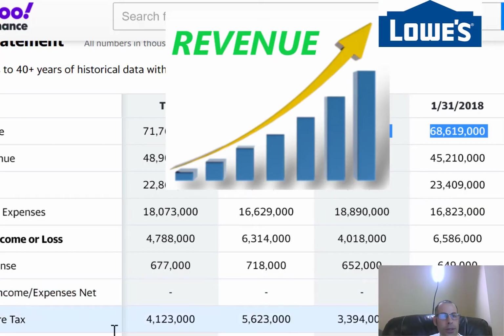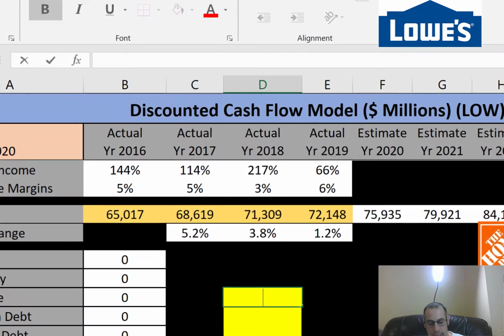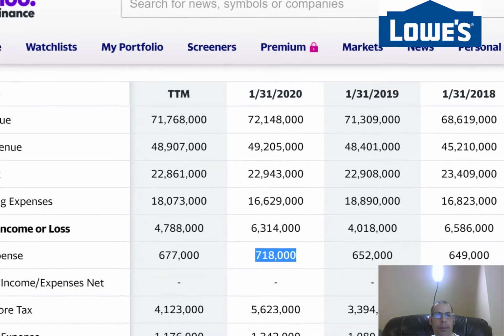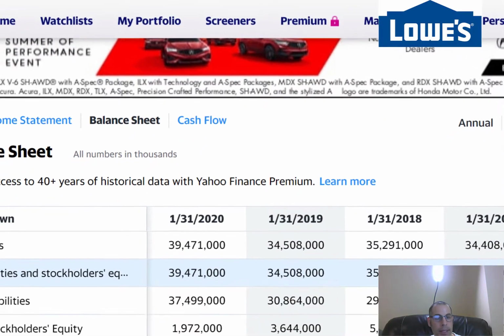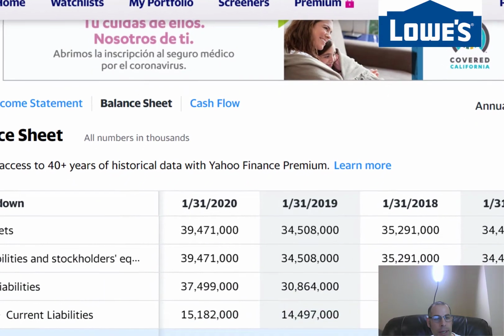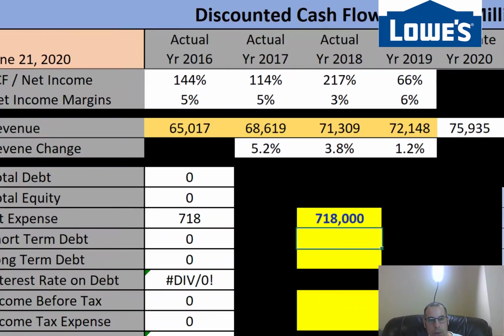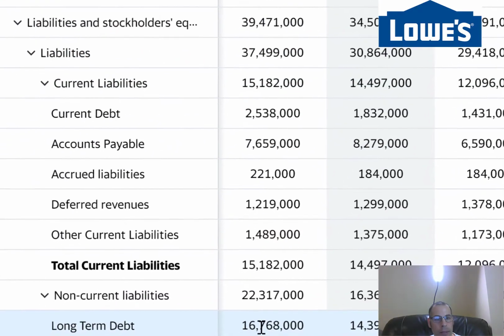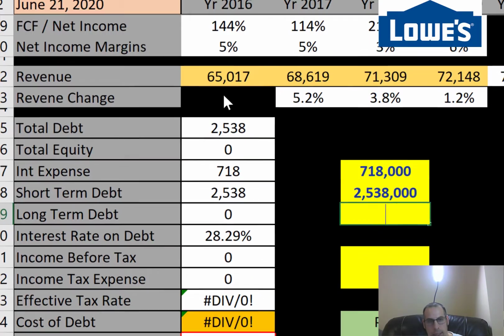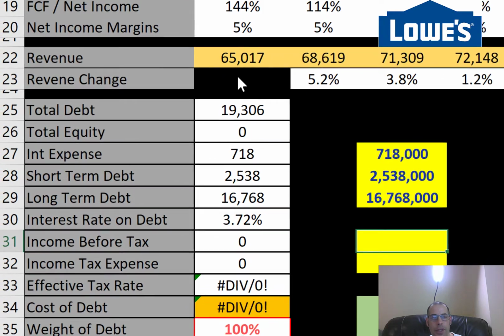Now we need the interest expense. And that's the interest Lowe's pays on its debt. And they paid $720 million of interest last year. Now let's see how much debt they have. We'll go to the balance sheet, to the current liability section. So the current debt is debt due within 12 months, 2.5 billion. And long-term debt of 16.8 billion is debt due after 12 months. So they pay 3.7% interest on their debt.